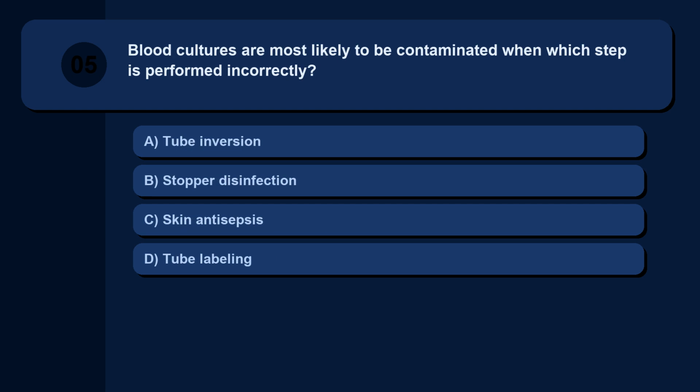Question 5. Blood cultures are most likely to be contaminated when which step is performed incorrectly? Tube inversion. Stopper disinfection. Skin antisepsis. Tube labeling.